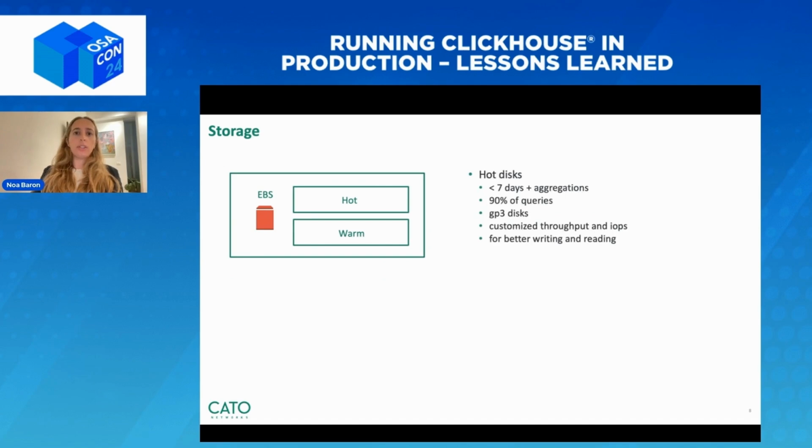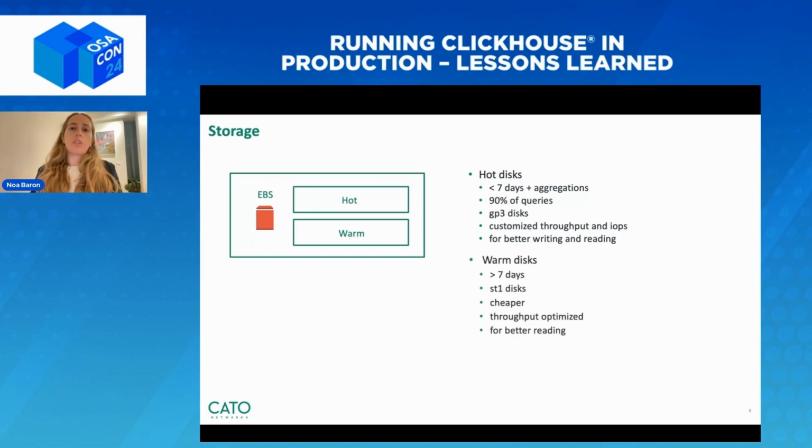We had our hot disks, which held the data of the last 7 days, plus aggregation tables that we keep. We found that for our customers, actually it's even more than that, around 95% of the queries are for the last 2 days. So those queries will be directed to those disks. We use Amazon GP3 disks and customize them for throughput and IOPS in order to get better writing and reading on those disks. Then we have the warm layer, which keeps data older than 7 days.